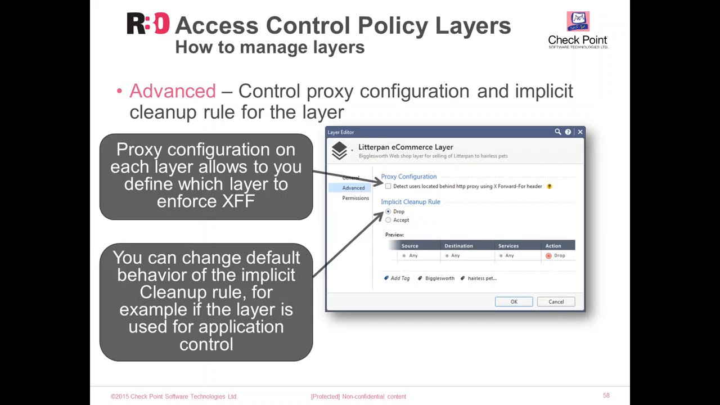The implicit cleanup rule is added with every layer, and we can change the behavior of that. The reason for this is because when we're working with application control and URL filtering layers, for example, for backward compatibility, the implicit cleanup rule needs to be set to accept. So if I create a dedicated layer for application control and URL filtering that I need to push down to an R7x gateway, I need to remember to change the implicit cleanup rule to accept in the layer that I created.